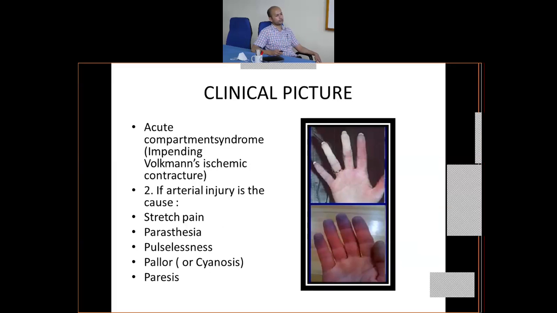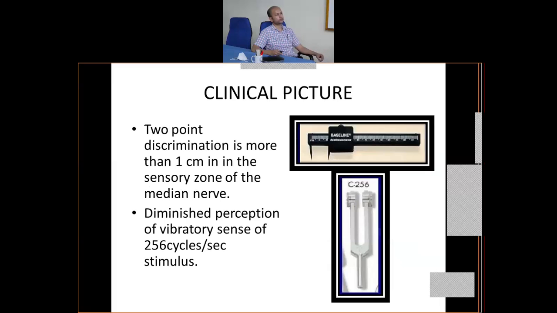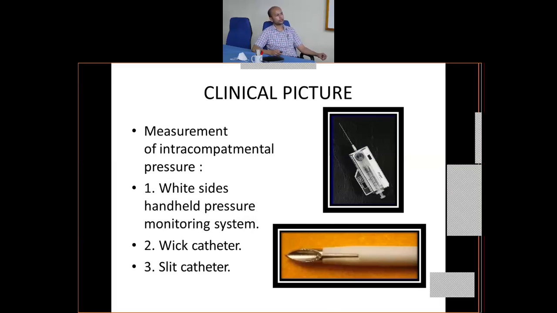Pain, pallor, paresthesia, pulselessness. There is another P missing, which is pressure. And pain out of proportion, paresthesia, pulselessness, pallor, paresis. Paresis is almost there. There is another term missing, which is pressure, and poikilothermia. Now, 2-point discrimination, these things you have already read in medicine.